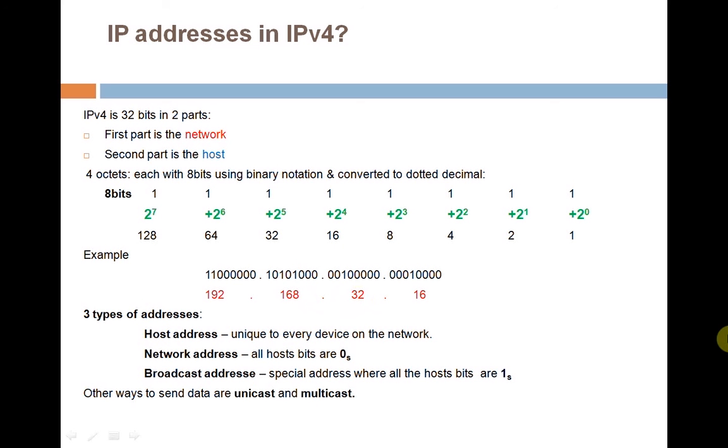There are 3 address types. Host address, unique for every device on the network. Network address, where all the host bits are zeros and it's common for all devices on the same network. Broadcast address, where all the host bits are ones and is used to send data to everyone on the network. Other ways to send data are unicast, which sends data to one individual host, and multicast, which sends to a selected group of hosts.